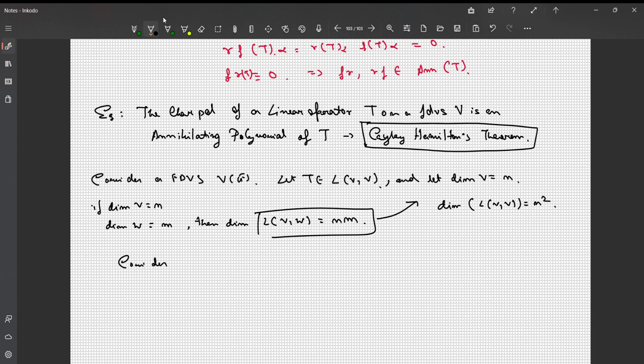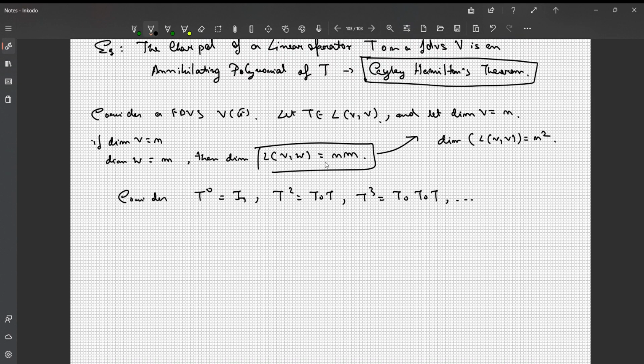Consider T to the power 0 to be the identity, T squared to be T composed with T, T cubed to be T composed with T composed with T, and so on. Okay, so T^r is the composition of T, r times. Now, obviously, since T is a linear operator, T composed with T is again a linear operator, right? Because if you consider v as a vector, then Tv is again in V.